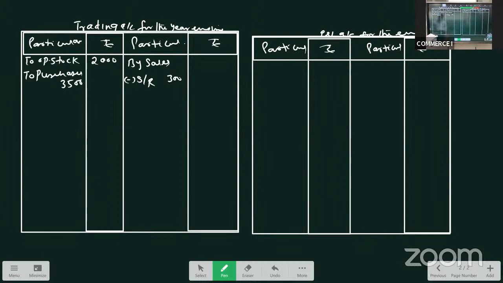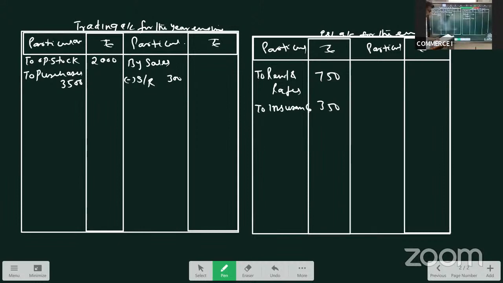Then rent and taxes. Rent and taxes are indirect expenses, office expenses. Let us take to P&L account. That is 750. What I am doing is I am preparing trading and P&L accounts simultaneously. Balance sheet will be prepared afterwards. Next, insurance. Insurance is also an office expense, an expense incurred in office. So I'll take insurance 350.